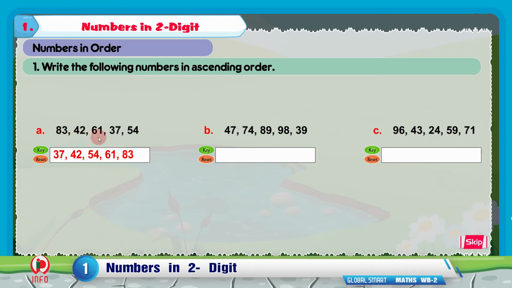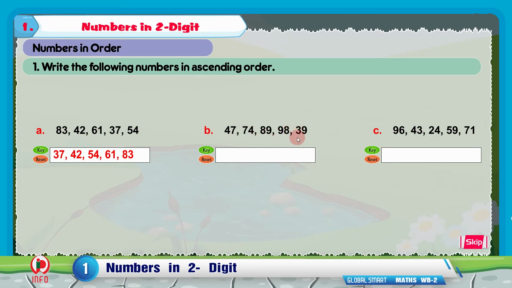So in the given numbers 37 is the smaller number, so we have written it. Then we have written 42, 54, 61, 83, and here 83 is the greater number of all these numbers. Next coming to B. Here in these numbers all are 2-digit numbers, so we will compare the numbers in tens place.